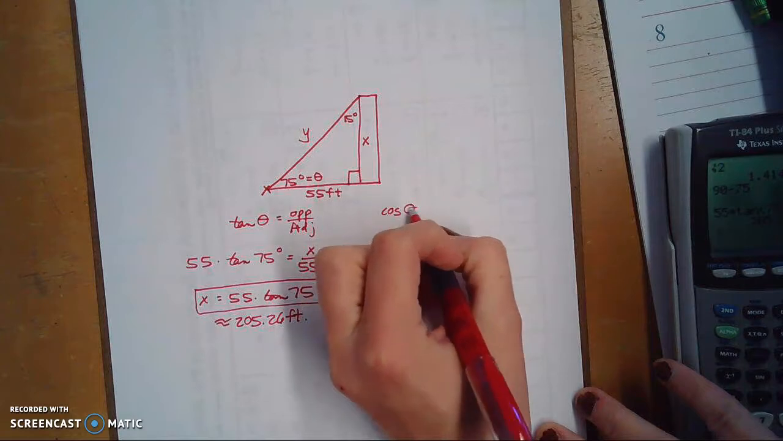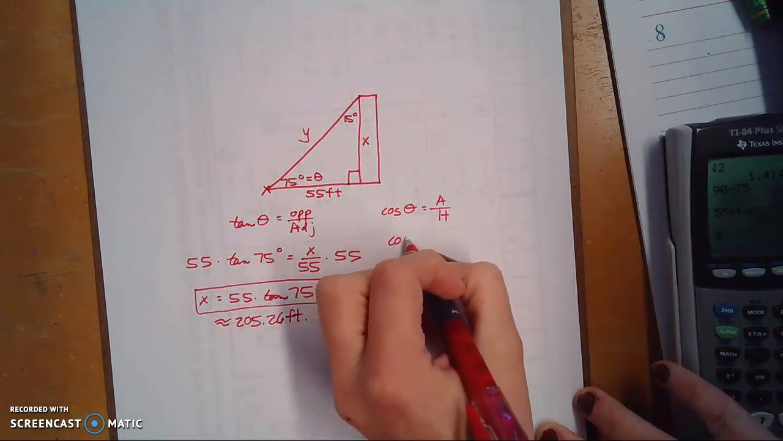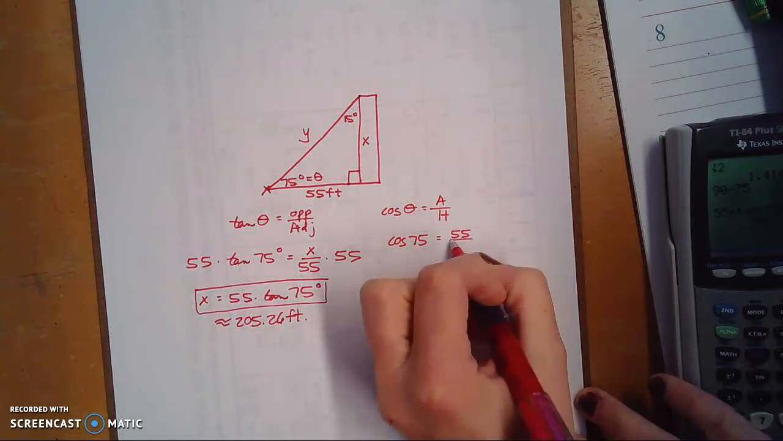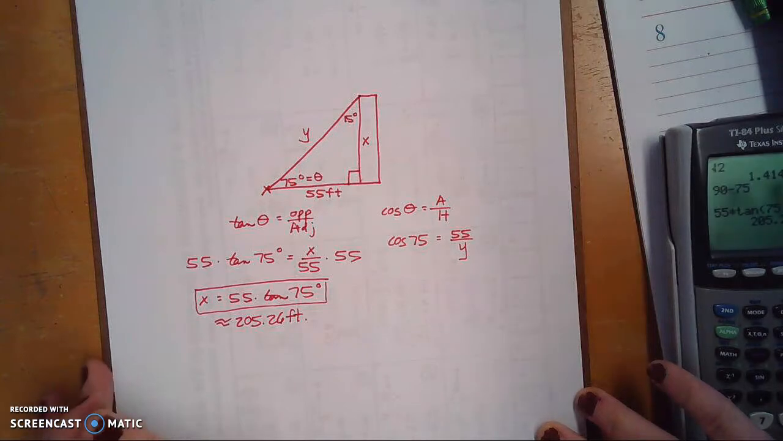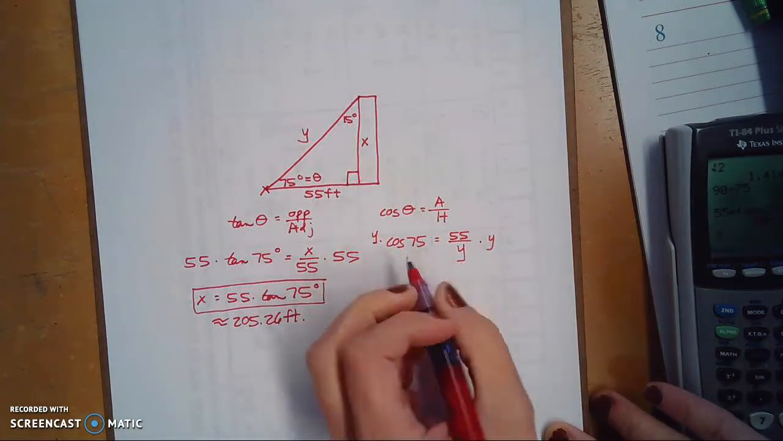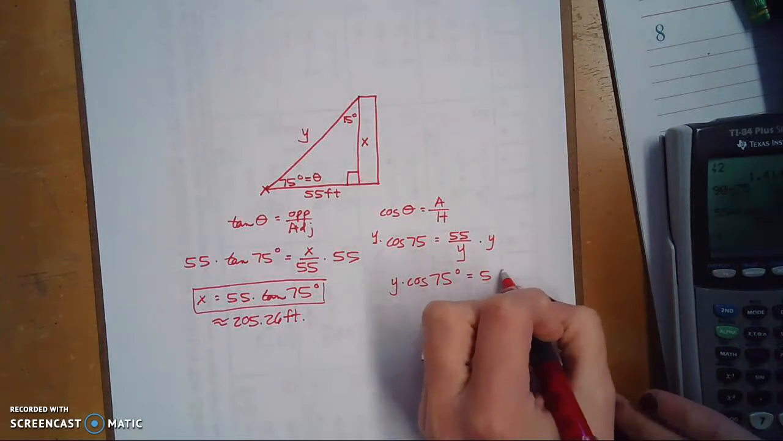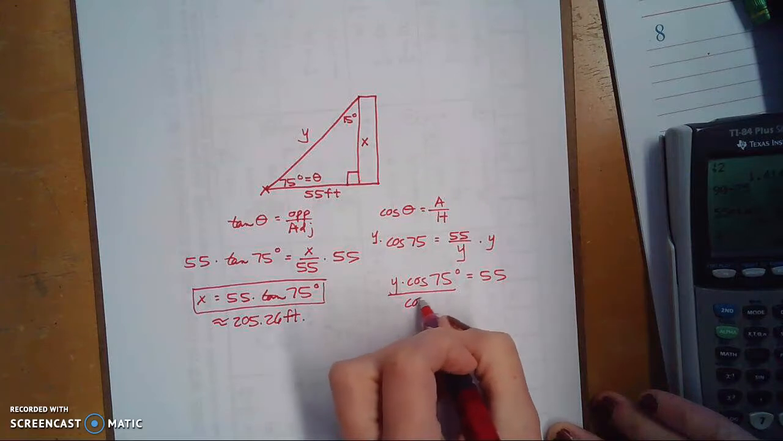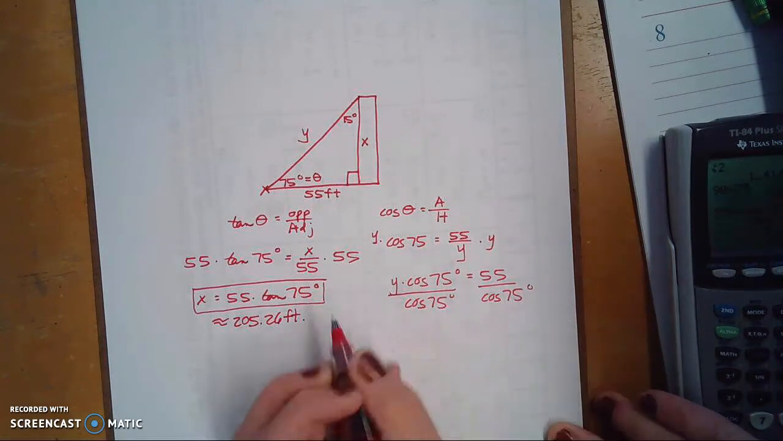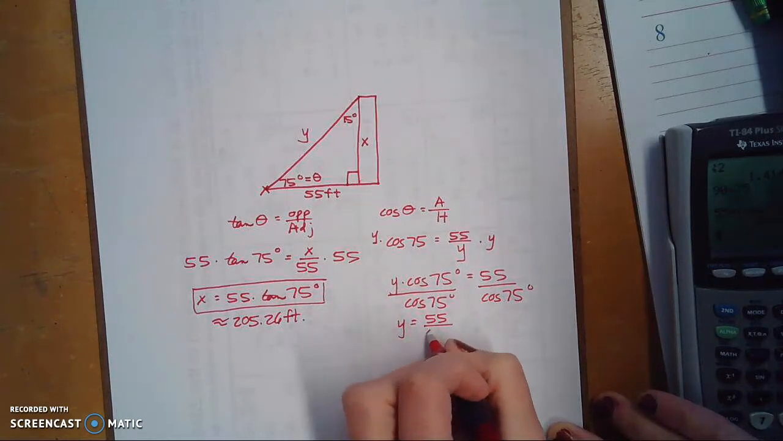So the cosine of theta is equal to the adjacent over the hypotenuse. So substitute in what we know. We know that theta is 75 degrees. I know that the adjacent is 55. And I'm trying to solve for the hypotenuse, which is equal to Y. So the first thing I'm going to need to do is multiply both sides by Y. So I have Y times the cosine of 75 degrees is equal to 55. Then I'm going to divide both sides by the cosine of 75. And that's going to leave me with the exact length of the wire to be 55 divided by the cosine of 75.